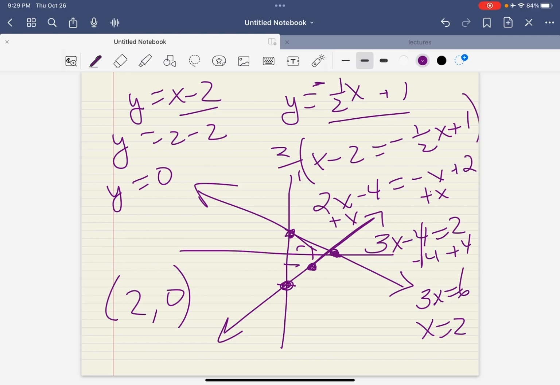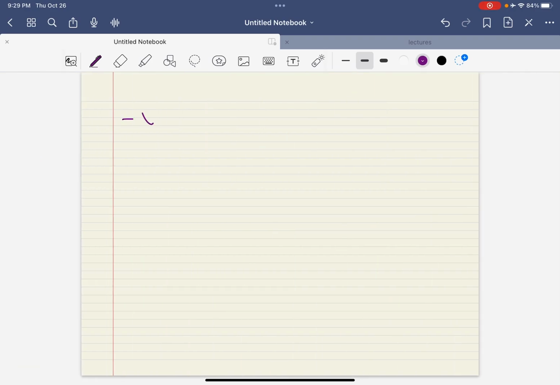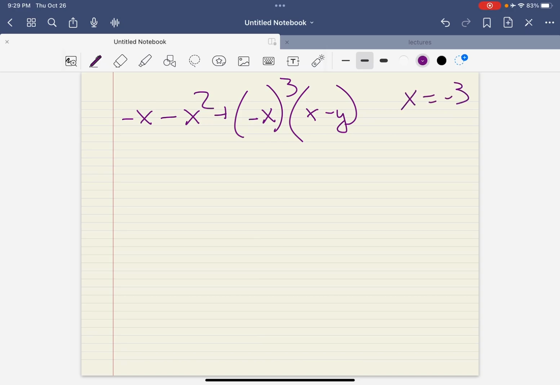Okay, let's see what we got now. All right, one more. Evaluate minus x squared plus minus x cubed, times x minus y. x is -3, y is negative 5.